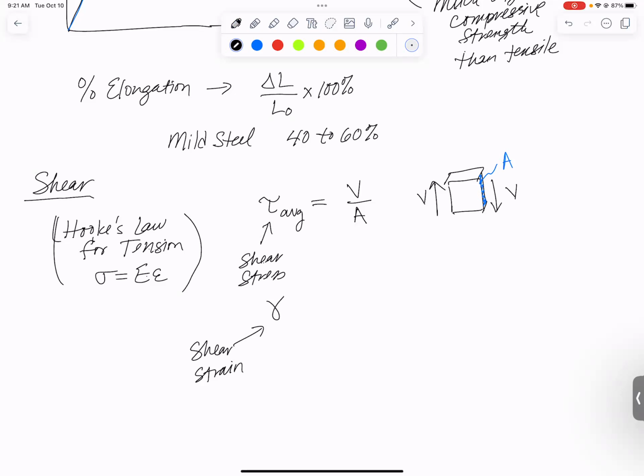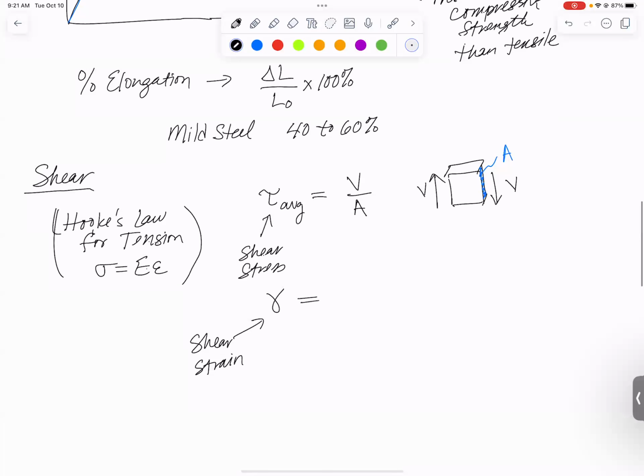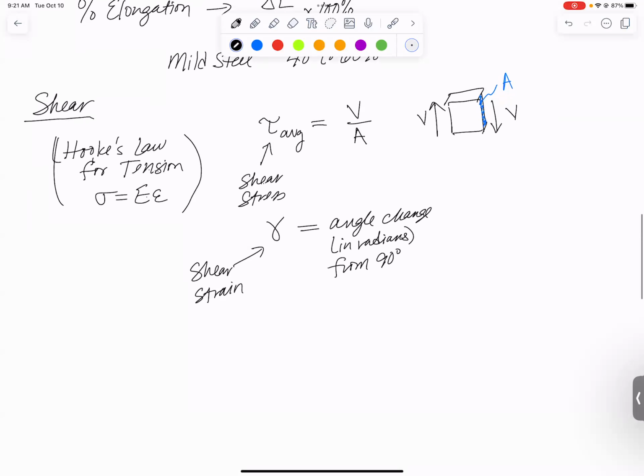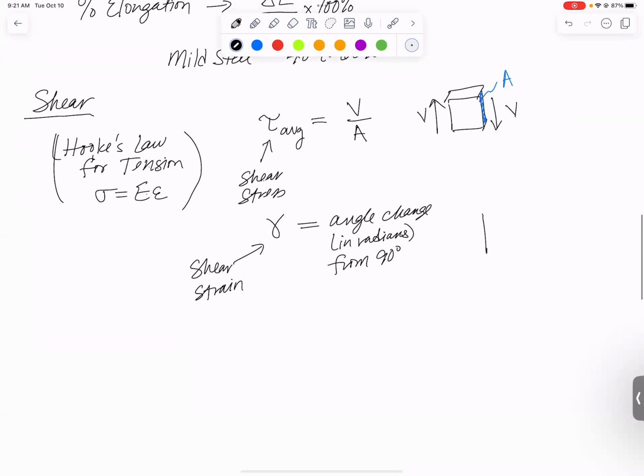Now, the way we define shear strain is it is an angle change in radians from something that was originally a 90-degree angle, which is better drawn than written out. So if I have something that's 90 degrees and I shear it like this, it is going to change shape. It's going to get higher on this side, lower on the other side.